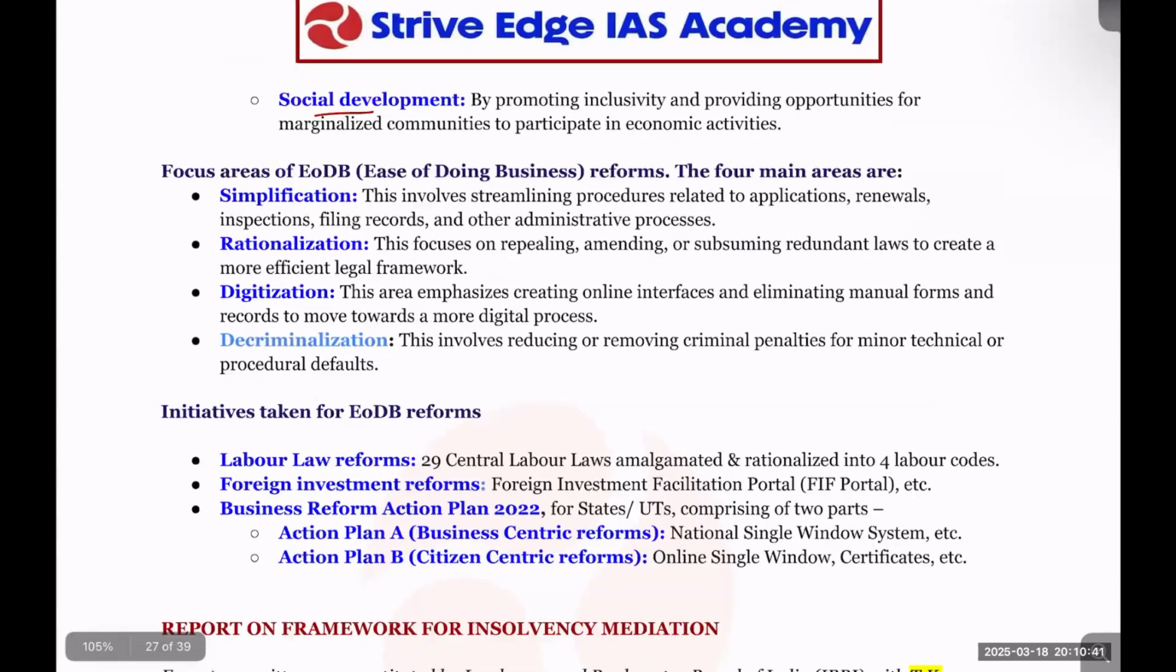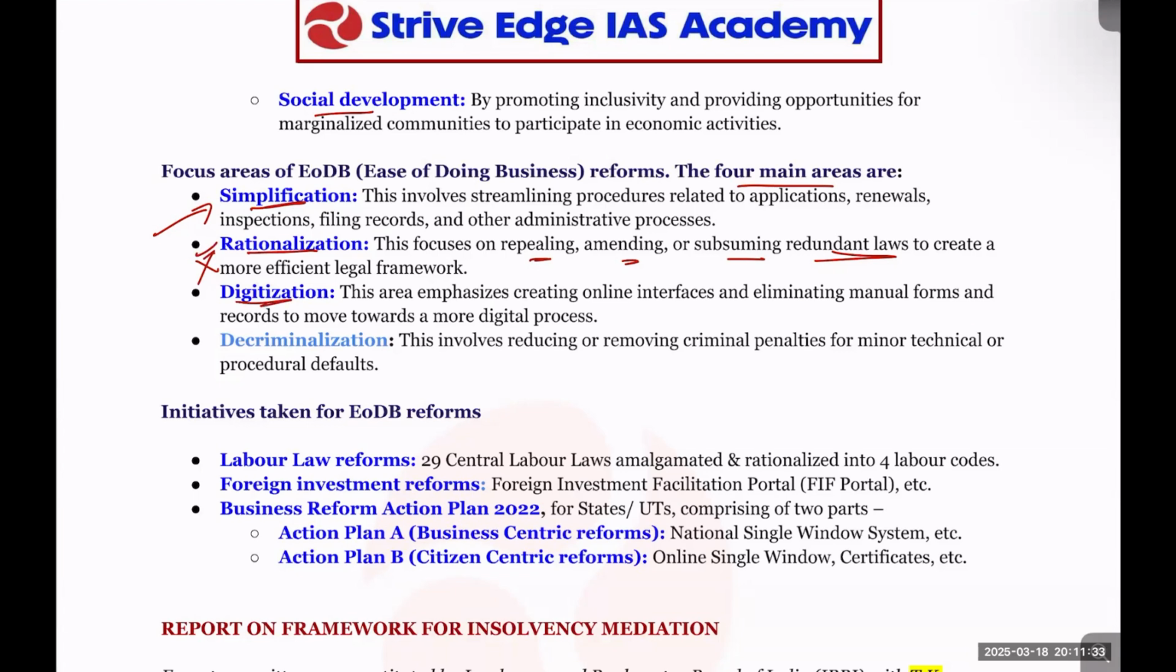Now, what are the focus areas of ease of doing business reforms? There are four main areas. Simplification of the laws: the laws are made simple, the regulations are made simple, the form filing is made simple, and the applications for industry incorporation as well as exit are made simple. Also, rationalization. This focuses on repealing, amending, and even subsuming the redundant laws which are not important today, and some amendments have already been made to the old laws. So old laws are removed from the law books. This is all about rationalization.